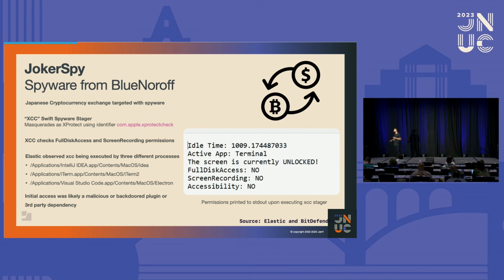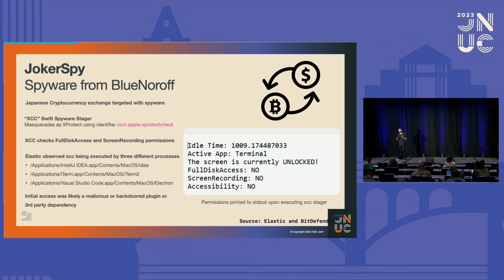And lastly, to conclude, I wanted to cover a more recent piece of malware called JokerSpy. This is a spyware from BlueNoroff, the same threat group which we covered for the RustBucket analysis. And Elastic Security Labs as well as Bitdefender did a pretty in-depth write-up on this, and they identified a Japanese cryptocurrency exchange which was being targeted with spyware. And it deployed this XCC binary, which was a spyware stager.